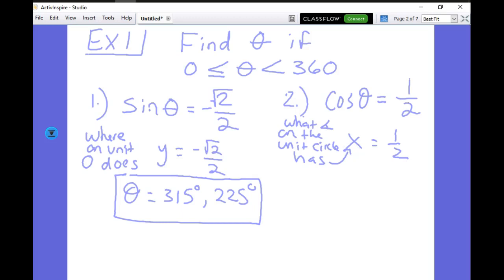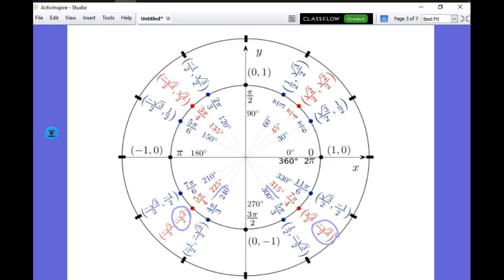So let's go ahead and look at our unit circle here. Now x is a half. It's a positive number, right? X is positive on the right side, isn't it? So I know it's got to be somewhere over there. Now remember, there could be 1, 2, or none. Now if there's 2, it's because of the symmetry, right? So let's go ahead and see what we can find.